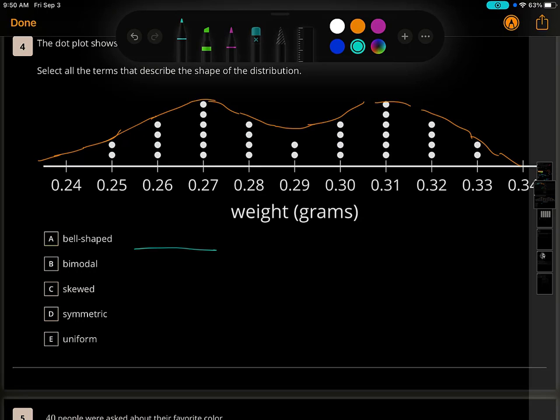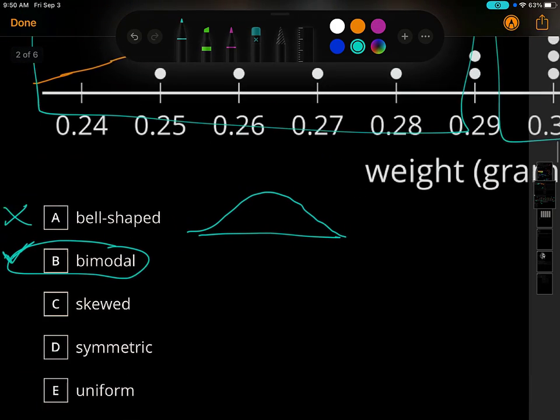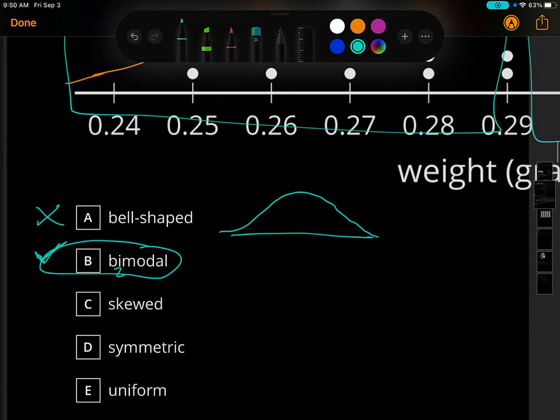Bell shape would be just one mountain. And we actually have 2, so that would not be. And because I have 2, right, here is one mountain, and this is the other mountain, 2 peaks there, bimodal, because that means 2. This right here would actually be something called unimodal, or if the graph looked like this, right, maybe your histogram looks just like that. Unity, 1, they all look the same.